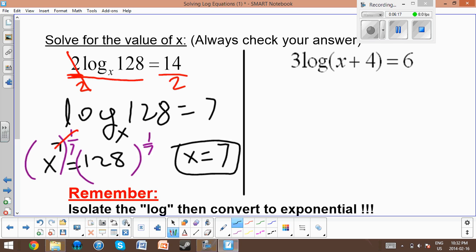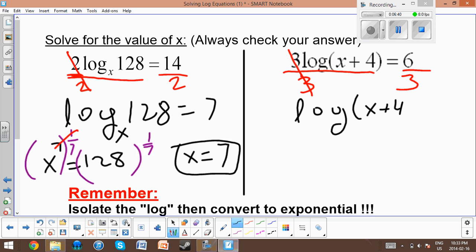The next problem is very similar. As we can see, there's a little 3 in there in the front. The coefficient is 3. We would have to eliminate that 3. So basically, we are isolating the log from everything that would be around it, so that we'll be able to convert it on our next step to an exponential.